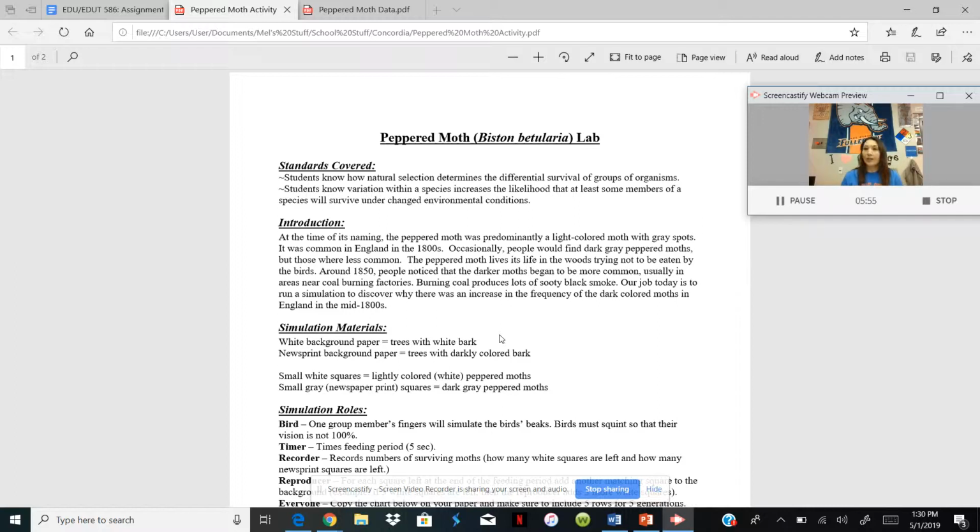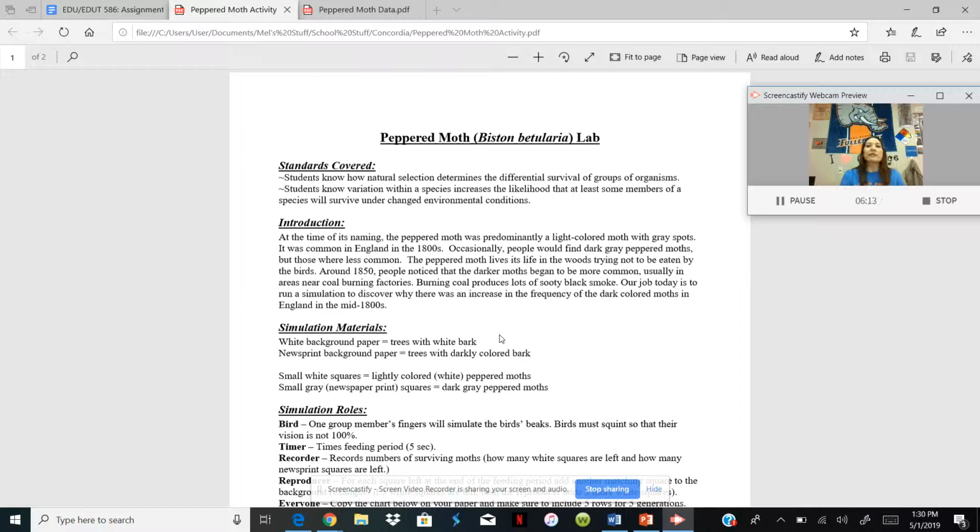Then we have squares. Well, the lab says squares, but I take it a step further and I actually punched out little butterfly or moth-shaped paper moths. So we have the light colored moth and the dark colored moth.